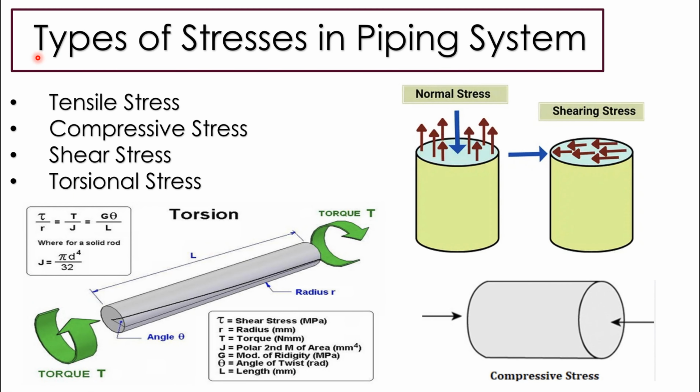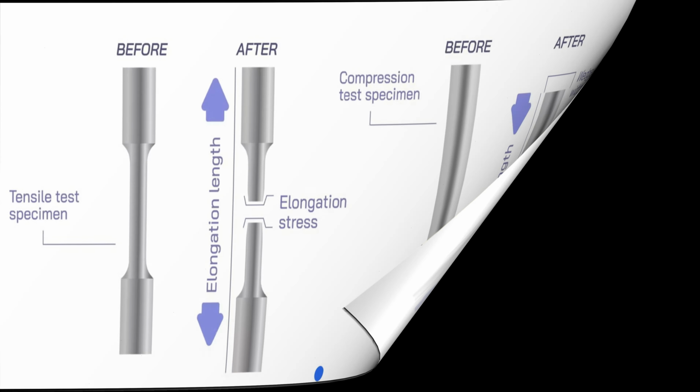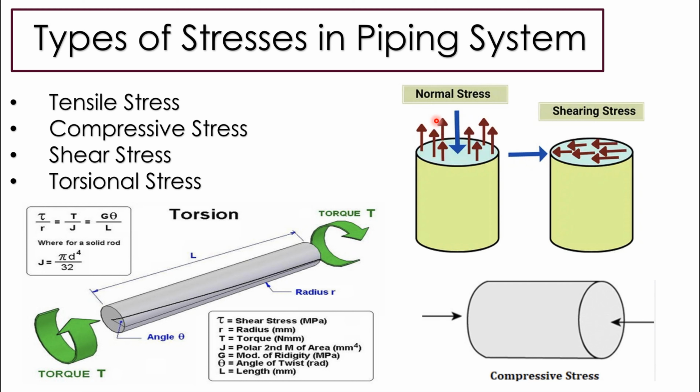Let's discuss about the types of stresses produced in a piping system due to all those forces that we discussed earlier. First of all, the tensile stresses. The stresses produced in a pipe due to tensile forces are called tensile stresses. It is also called normal stresses as they are generated normal to cross section of the pipe.